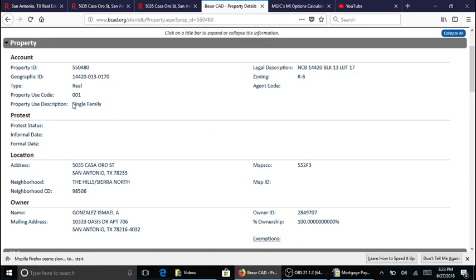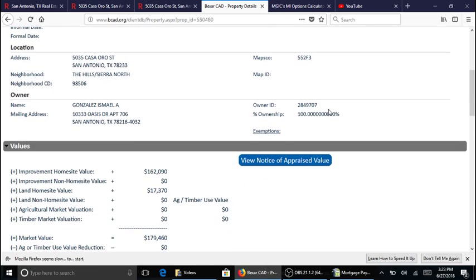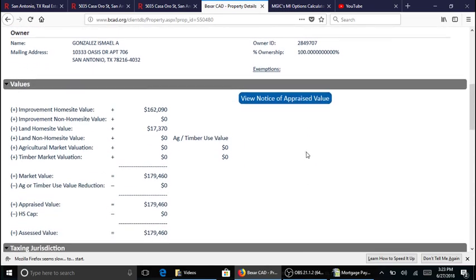Okay, it says it's a single family home. We got the address correct, 5035 Casa Oro Street. Okay, just kind of keep looking down here.